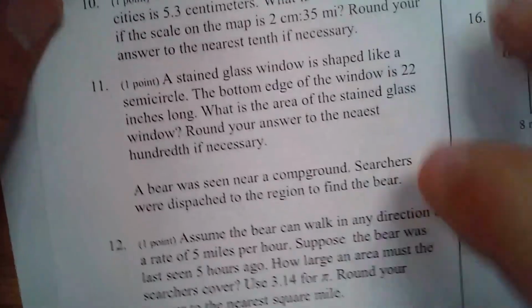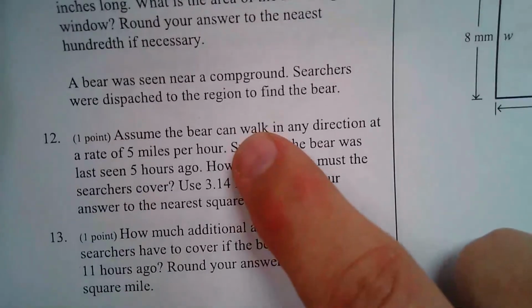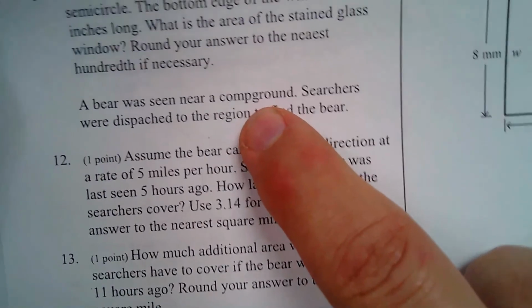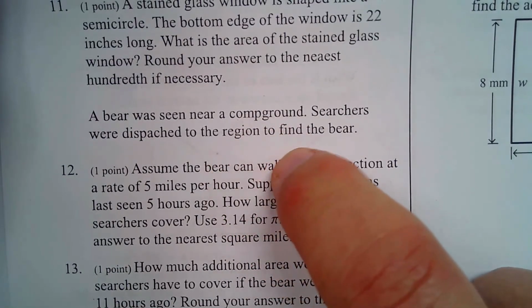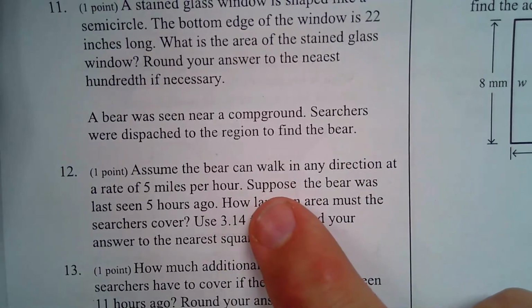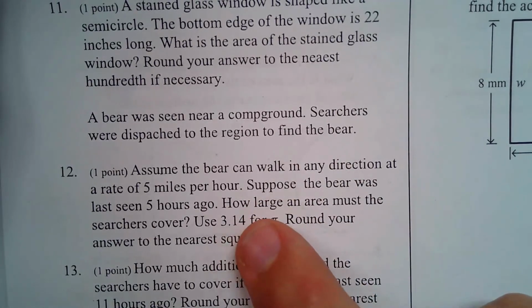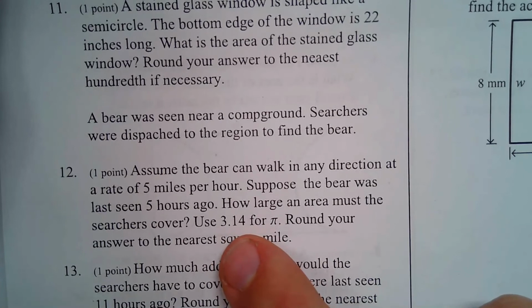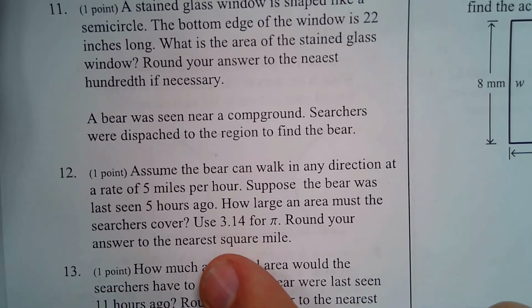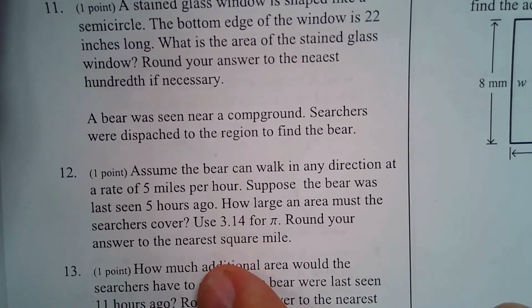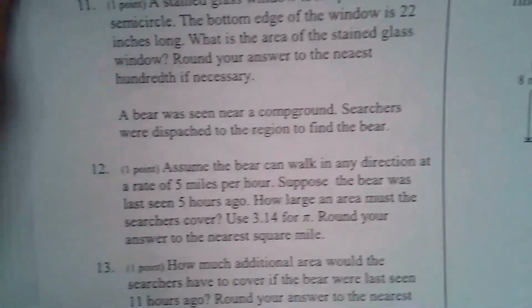Number 12. Let's see what we got here. A bear was seen near, I changed that, campground. Searchers were dispatched to the region to find the bear. Assume the bear can walk in any direction at a rate of 5 miles per hour. Suppose the bear was last seen 5 hours ago. How large of an area must the searchers cover? Round your answer to the nearest square mile.